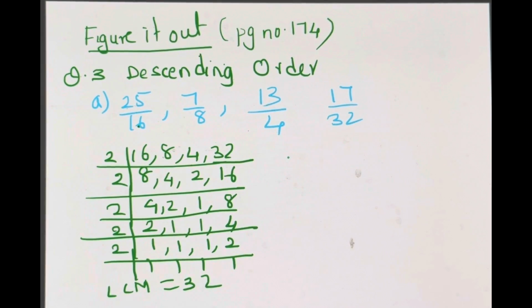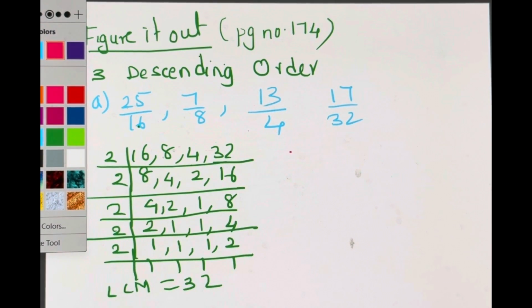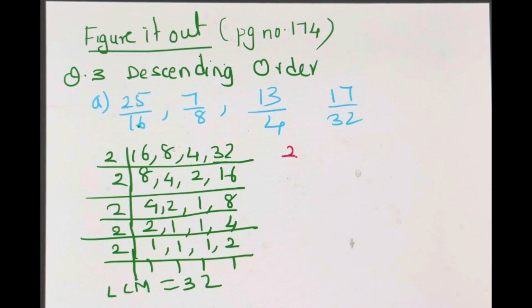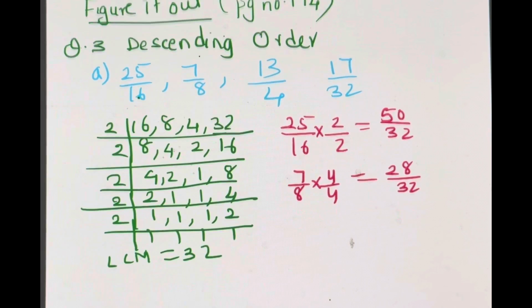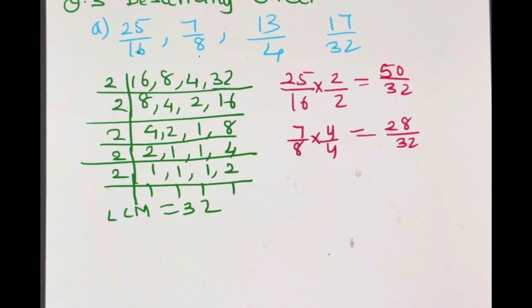Right, now we change all of them into equivalent fractions. So 25 upon 16, if I take it, 16 2s are 32, so we multiply both by 2, so 50 upon 32. Second is 7 upon 8. 8 4s are 32, so we multiply both by 4: 28 upon 32.